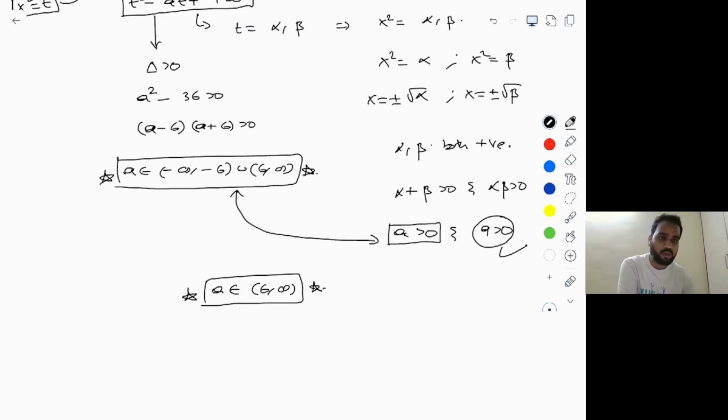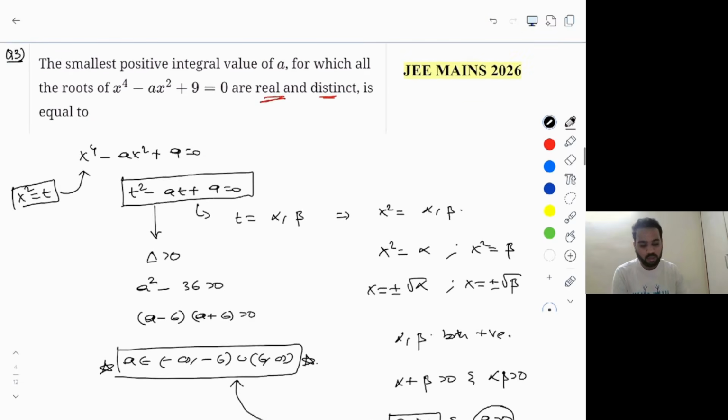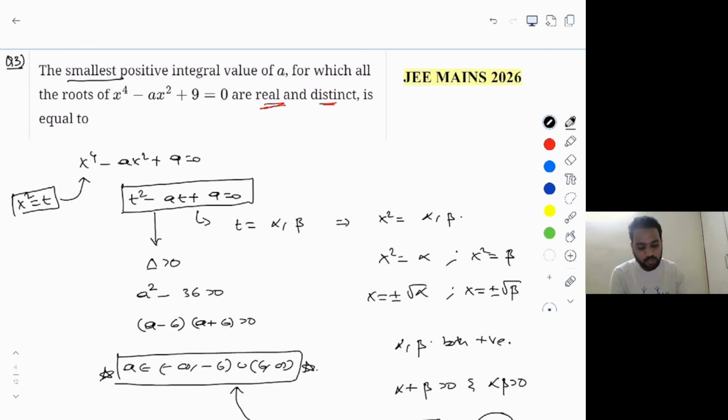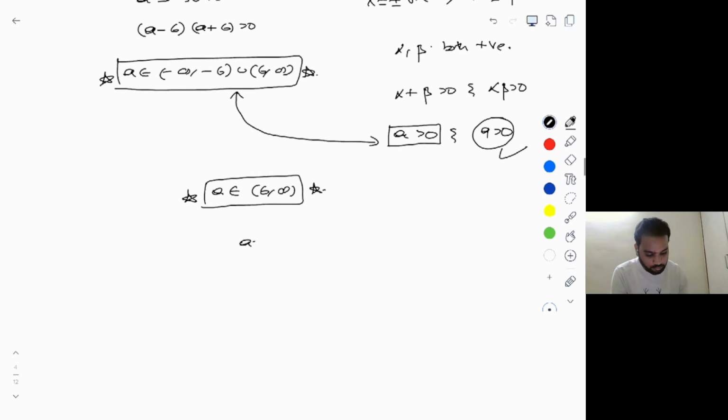You must also put the two other conditions, that alpha plus beta greater than 0 and also alpha into beta greater than 0. So alpha plus beta is the sum of the roots, which is a in this case. So a greater than 0 and also alpha into beta, 9, greater than 0, which is obviously true. So finally, we get the result a belongs to open 6 to infinity. And since they're asking about the smallest positive integral value, obviously a is equal to 7. I hope it is clear.